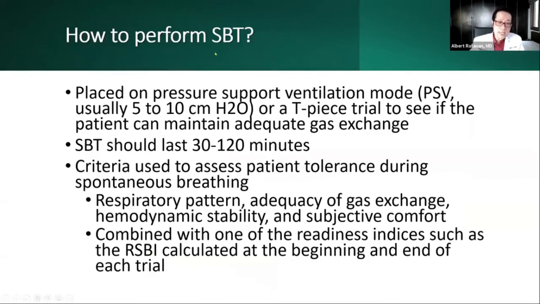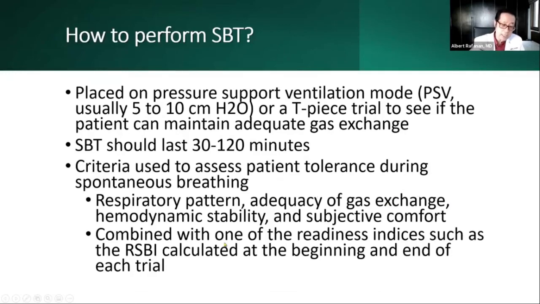When you do a spontaneous breathing trial, you put them either on a PSV mode of 5 to 10 cm pressure support ventilation or a T-piece trial. You put them on for 30 to 120 minutes. The criteria used to assess patient tolerance during the spontaneous effort are the respiratory pattern, adequacy of gas exchange, hemodynamic stability, and subjective comfort. Some would do a blood gas after 30 to 120 minutes. If it's good, then you can proceed.